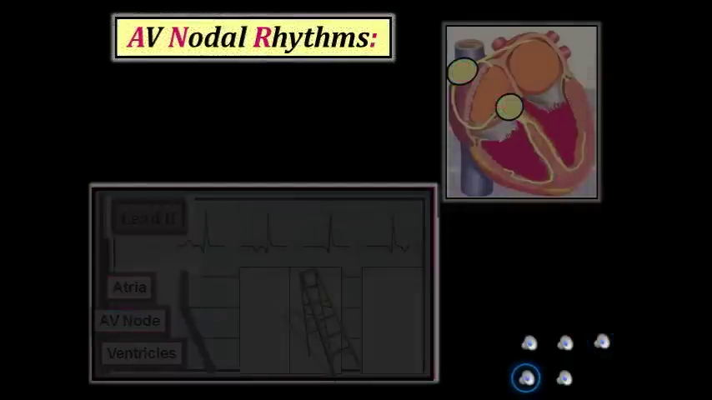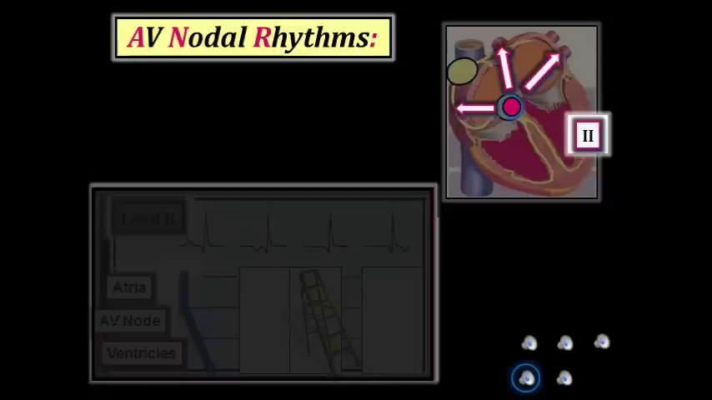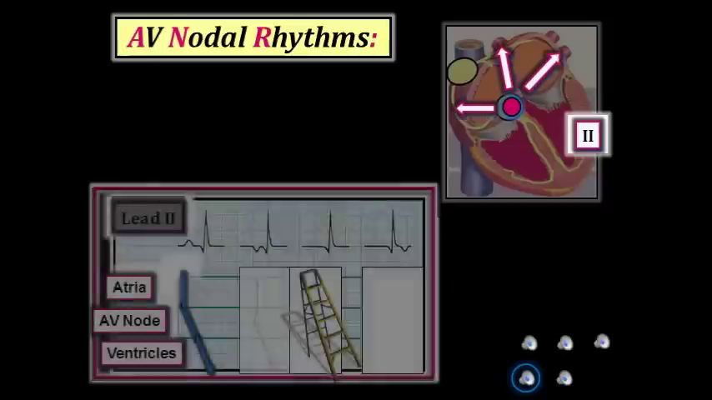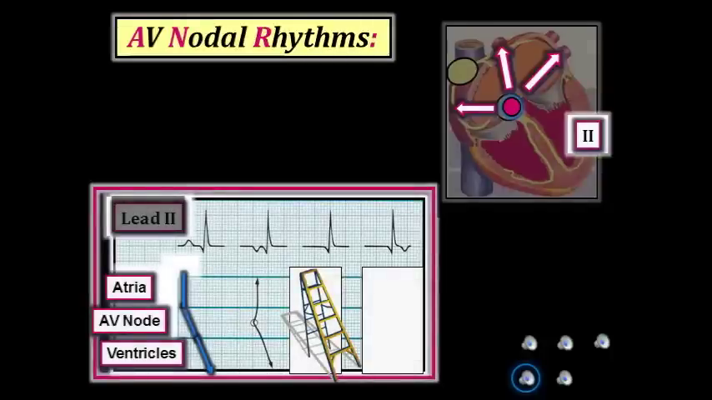What then happens with AV nodal rhythms? Now the impulse starts in the AV node. From there, the impulse conducts normally down to the ventricles, but it also conducts retrograde, that is backward to the atria, so that from the perspective of lead 2, the impulse is moving away from lead 2, which is why the P wave in lead 2 with junctional rhythms will be negative. Let's look at this on the laddergram.